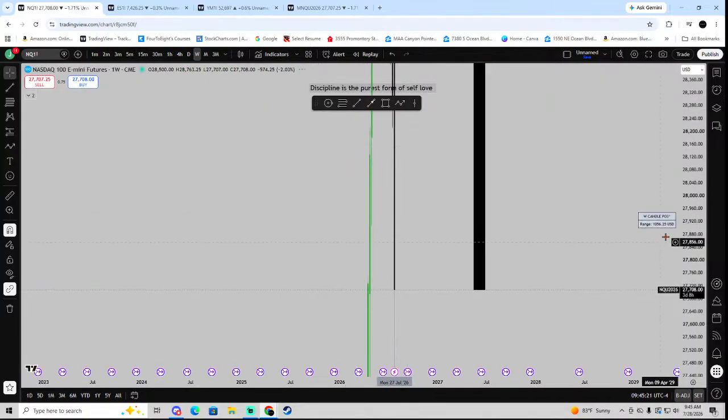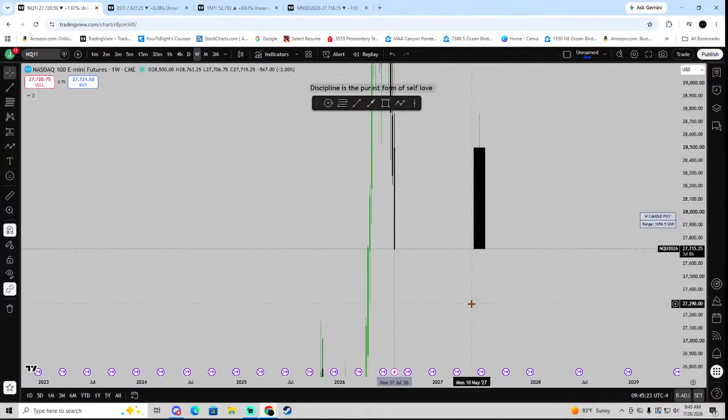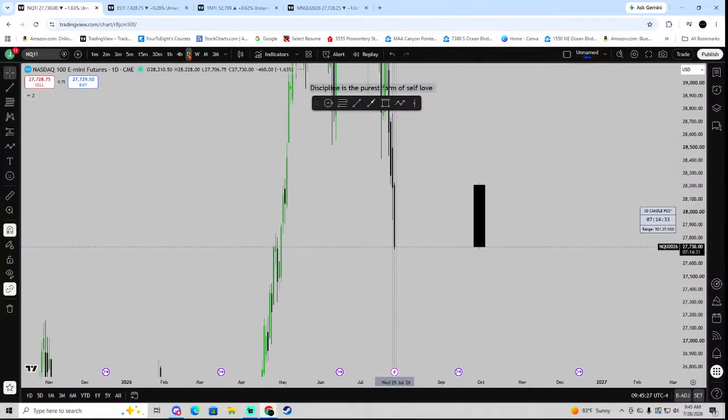Lower prices for NQ. Where does NQ want to go? To these lows? Maybe even leave those right here. Tap of the daily. Little combo there. Daily FG, daily order block.